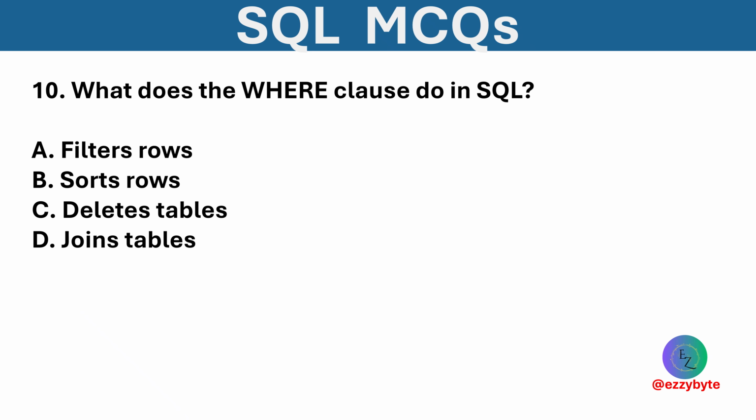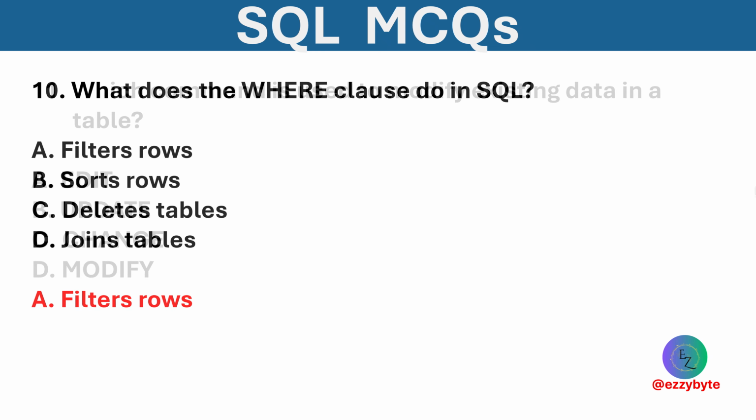What does the where clause do in SQL? Options are filter rows, sorts rows, deletes table, and join table. Option A is correct. Where is used to filter records based on a condition.